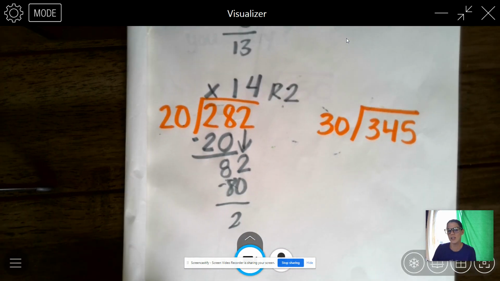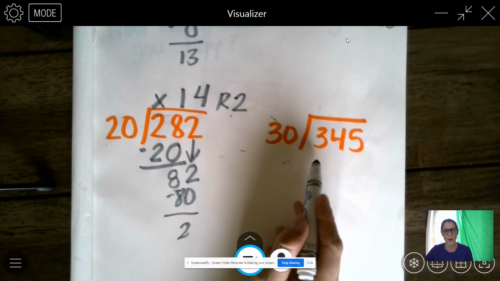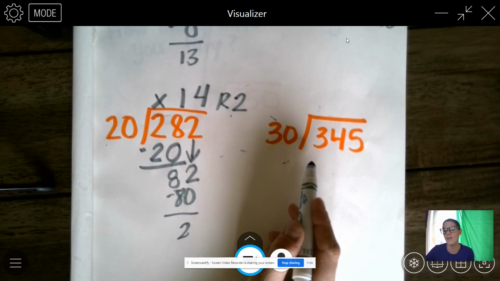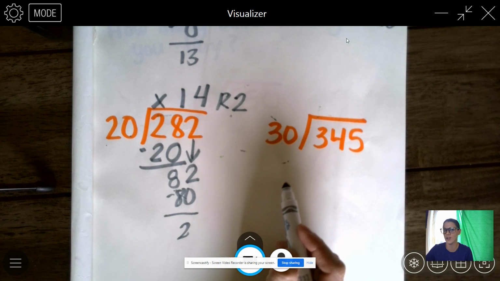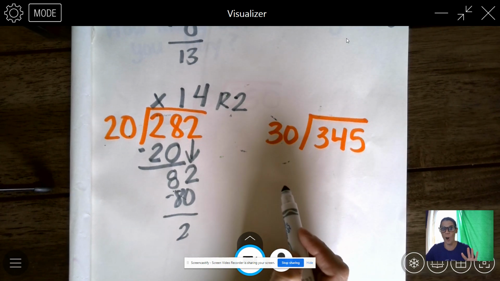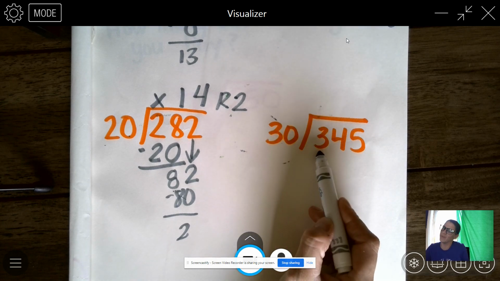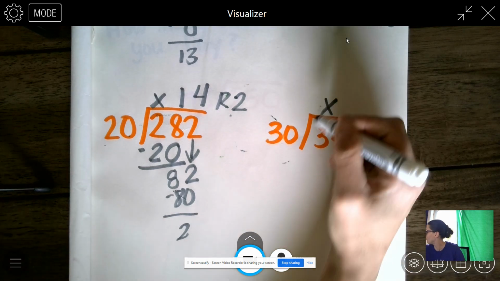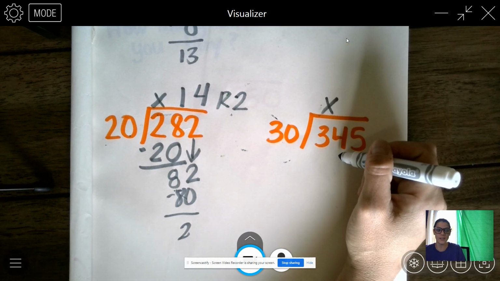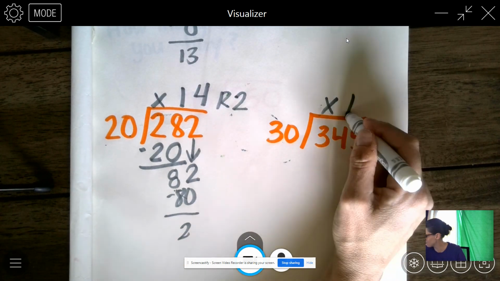Go ahead and let's do the same on the next one. Solve this problem on your own, hit pause, and then hit play when you're ready to go over how to do it. So pause, and you're back. Let's figure this one out. So can 30 fit into 3? It cannot. Can 30 fit into 34? It can, one time.